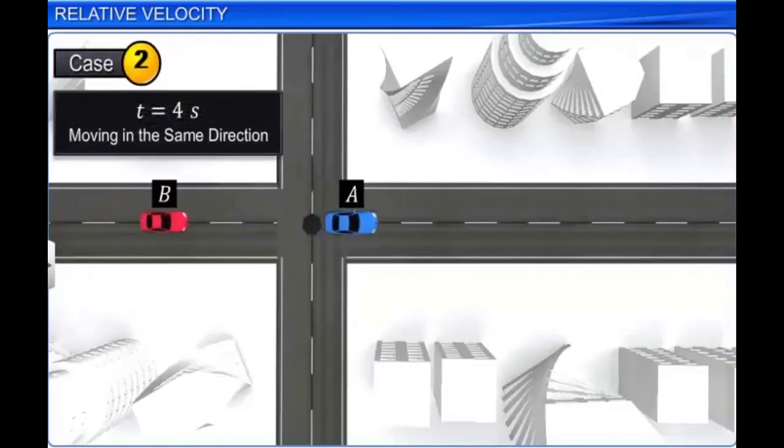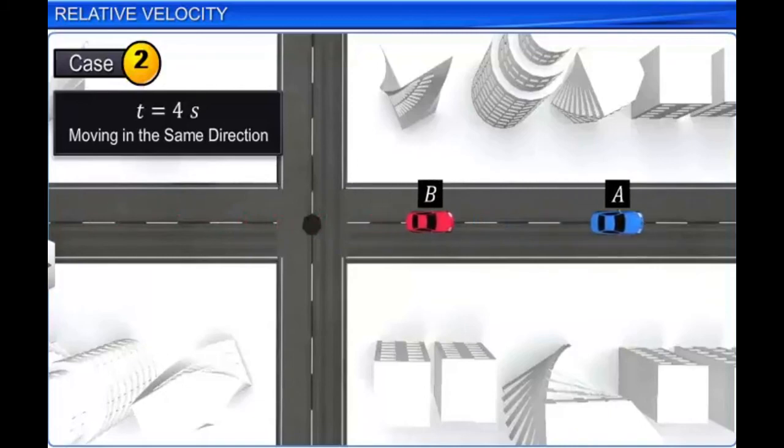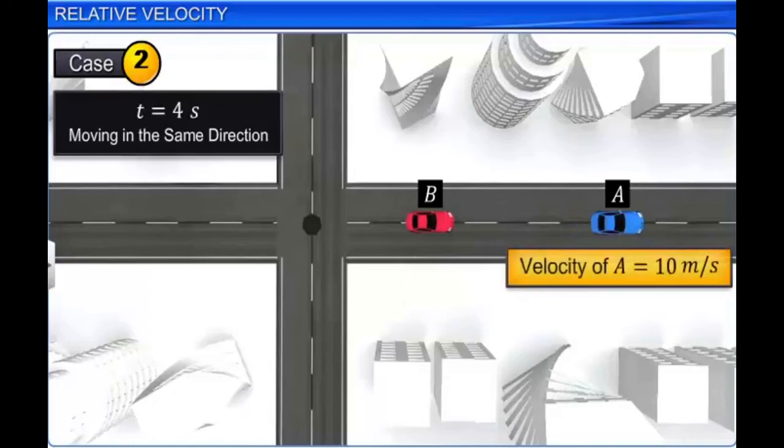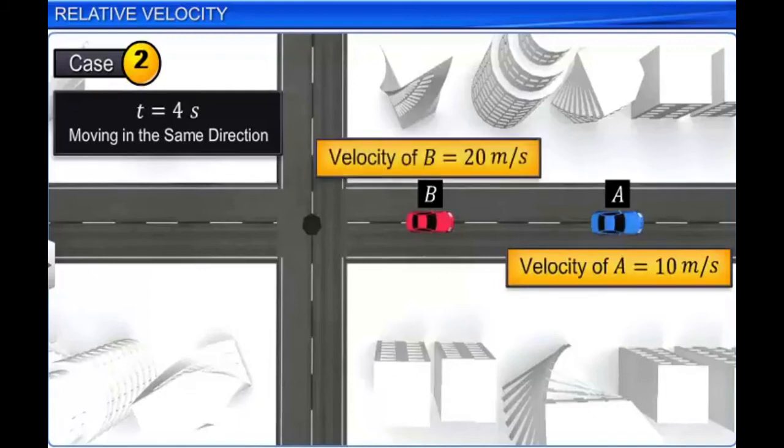Case 2. The position of the cars at initial observation is the same as in case 1. Now, car A has a uniform velocity of 10 meters per second, and car B has a uniform velocity of 20 meters per second.